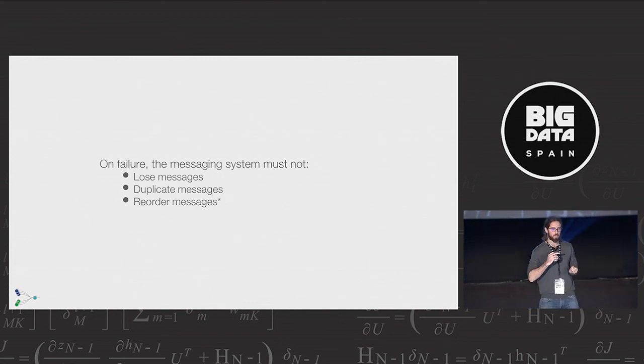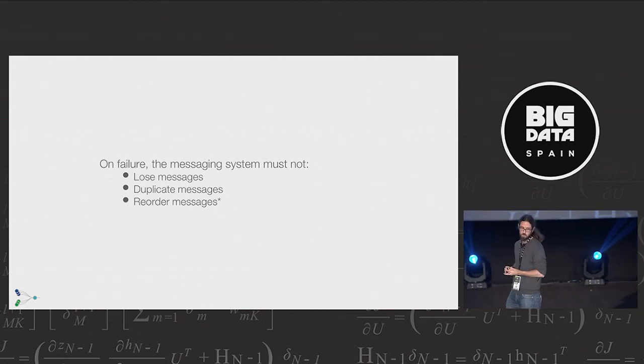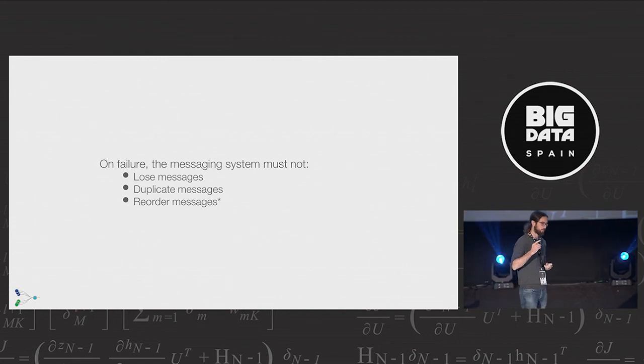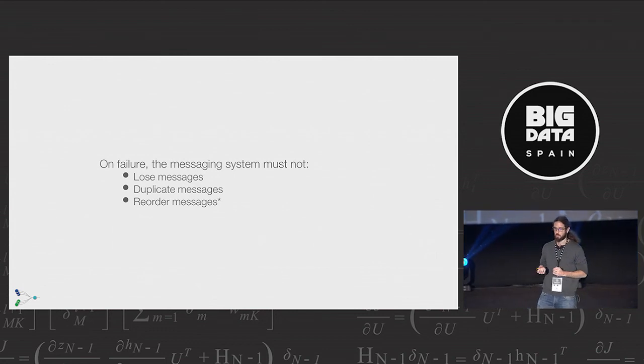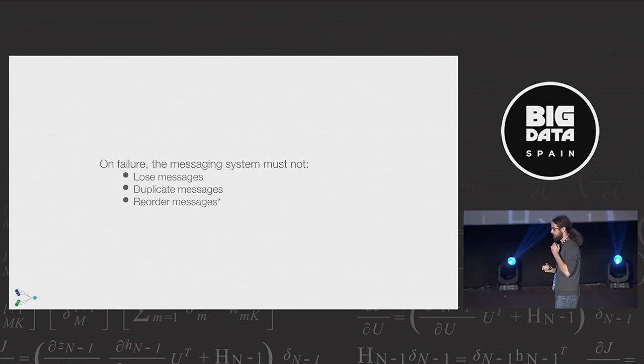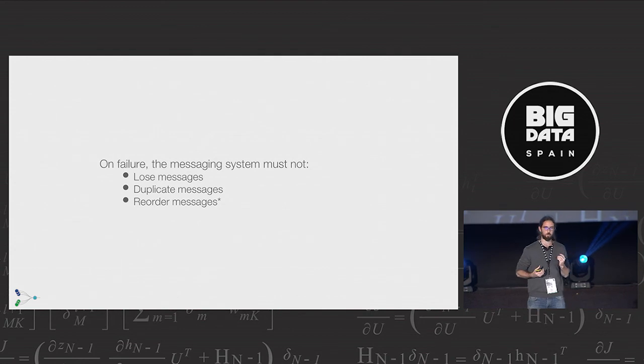So what do you need in your messaging system to provide effectively once? You need to guarantee that in the case of a failure, you don't lose messages. You need to guarantee that in the case of failure, you don't duplicate messages. And you should probably guarantee that you don't reorder messages. Flavio Junqueira has a really good blog post about how consensus is not necessary for exactly once. The crux of his argument is that the only guarantees you're talking about with exactly once are no lost messages and no duplicated messages.